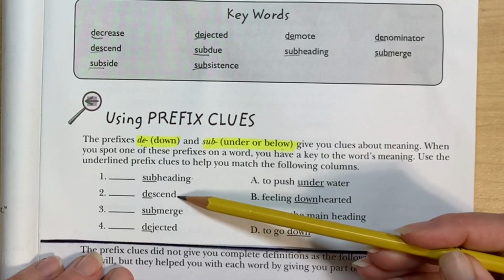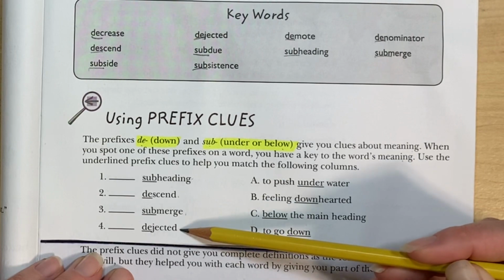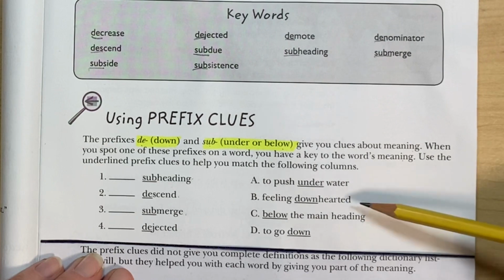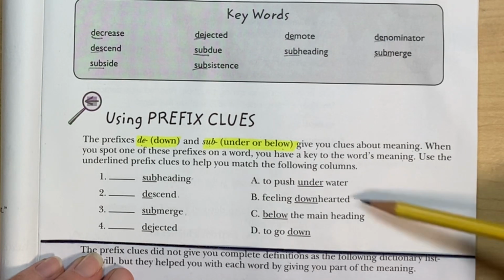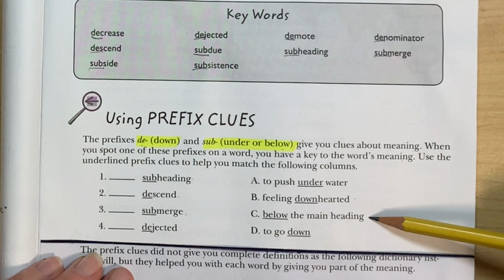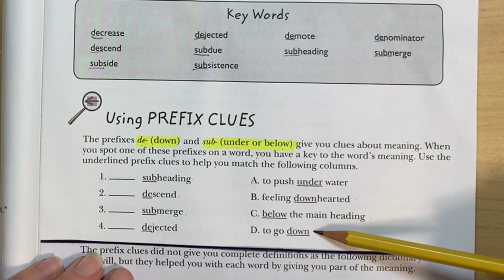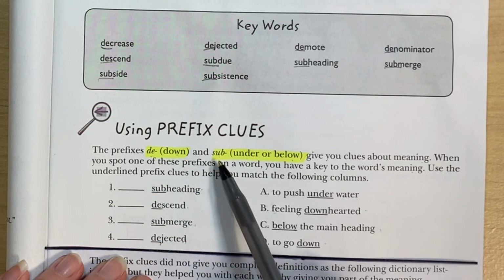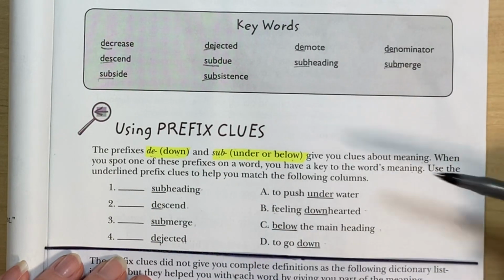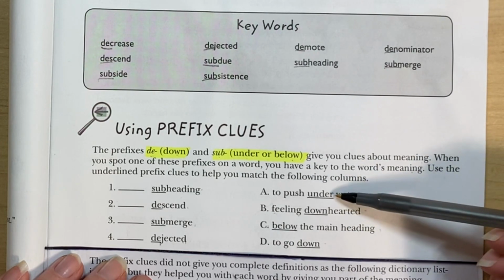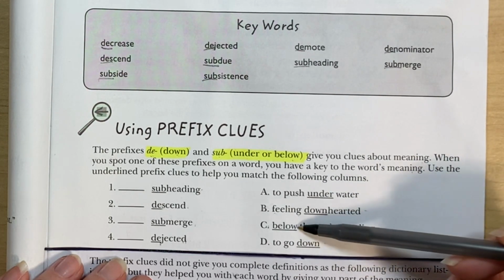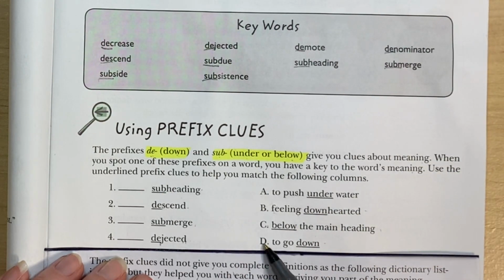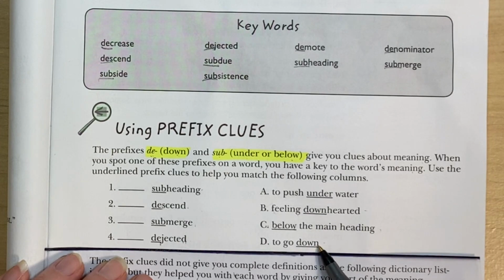Subheading, descend, submerge, dejected. Our possible choices are A, to put underwater, B, feeling downhearted, C, below the main heading, and D, to go down. Let's start up at number 1, subheading. Well, we know that sub means under or below, so we can take a look at our choices, and we have 2 that talk about being under or below. So by process of elimination, we know that 1 will not be B or D because those prefixes are down.